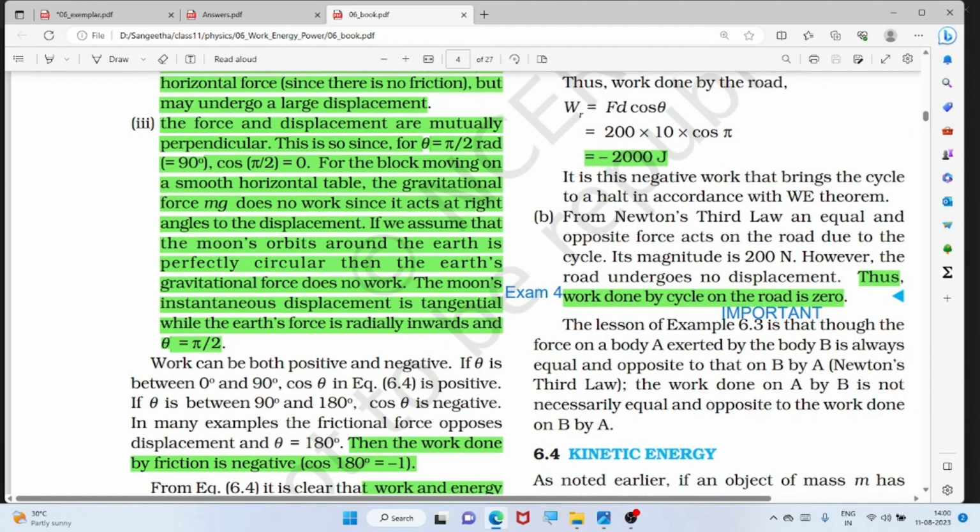So here you see the work done by the cycle on the road is 0, because the road undergoes no displacement.